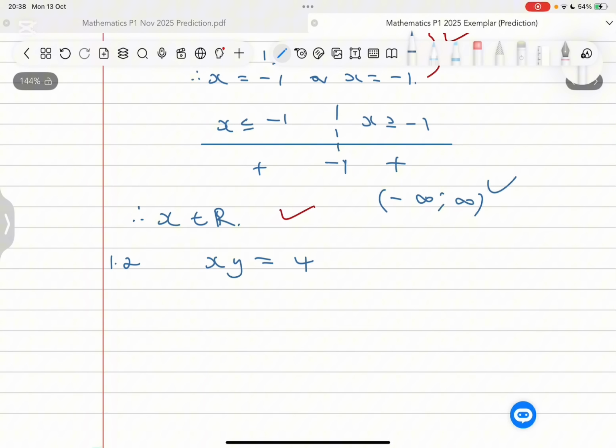Immediately at this stage, I can decide to make either x or y subject of the formula. It's really up to you. I'll choose to make y subject of the formula so that I have 4 over x. So what I've done here is that I've divided by x and divided by x. The x and the x cancels, then I have that. Now at this stage, I'll then call this equation 1.